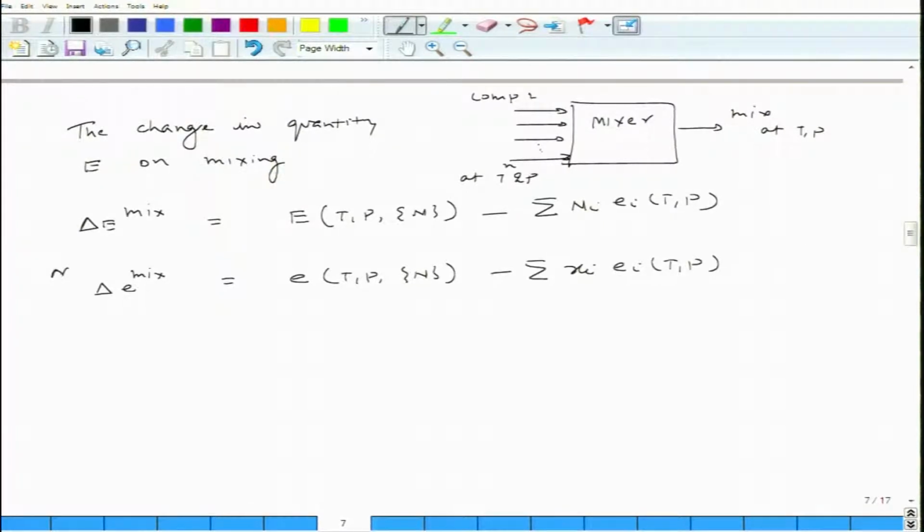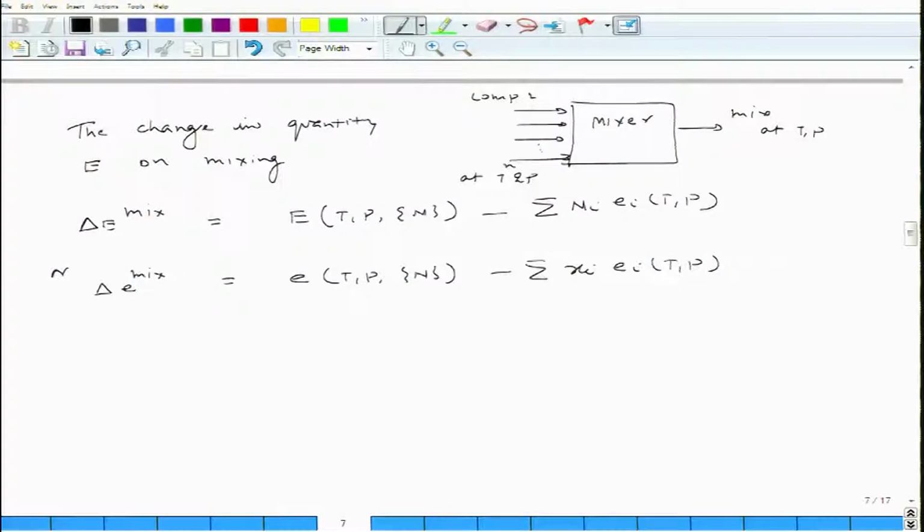Now, in this case I am not making a very strong statement by changing y's to x. It is just a composition at this point. Usually x represents the composition in the liquid phase and y represents the composition in a gas phase, that is by convention, but at this point it is just a composition in the mixture.